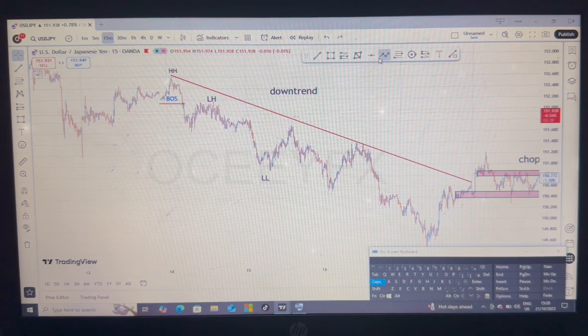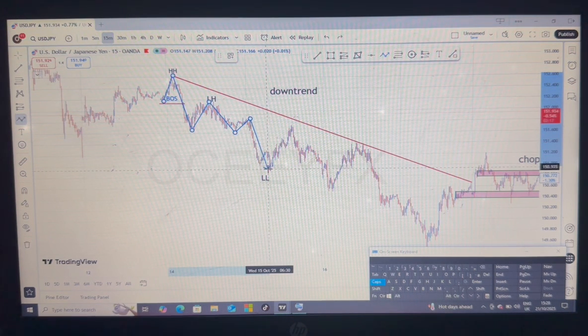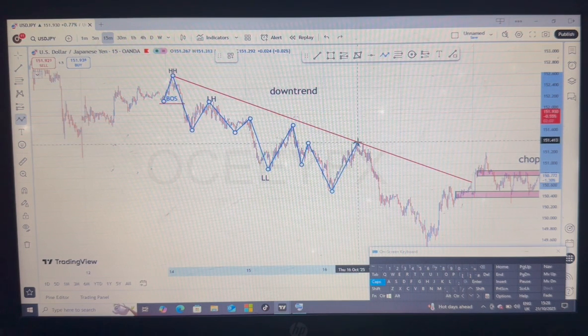So as you can see, if I map this out, after this last higher high, this is a lower high because it failed to break the previous high, which is the higher high. Lower low, lower high, lower low, lower high, lower low, lower high, lower low, lower high, and this is a lower low.